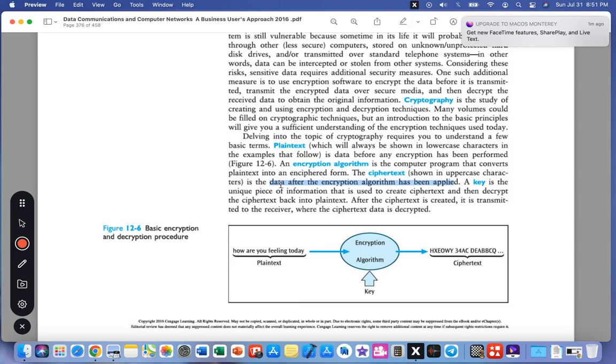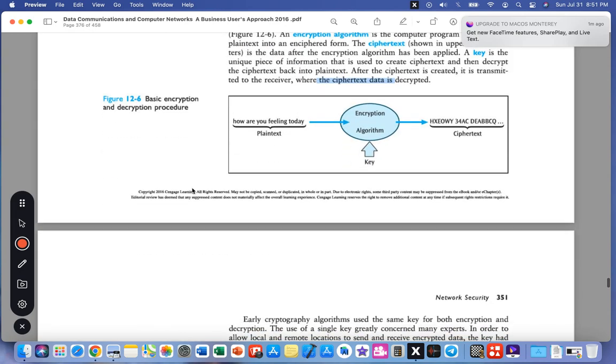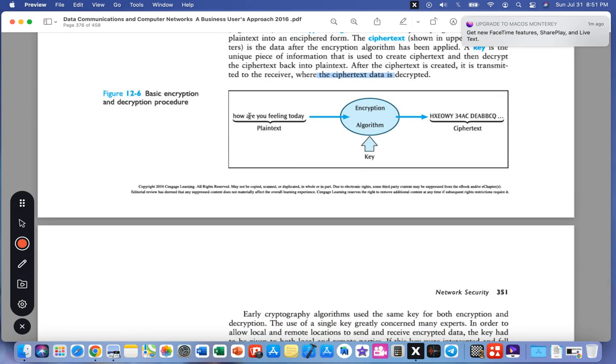A key is the unique piece of information that is used to create ciphertext and then decrypt the ciphertext back into plain text. After the ciphertext is created, it is transmitted to the receiver, where the ciphertext data is decrypted. So we have plain text, encryption algorithms, and ciphertext.